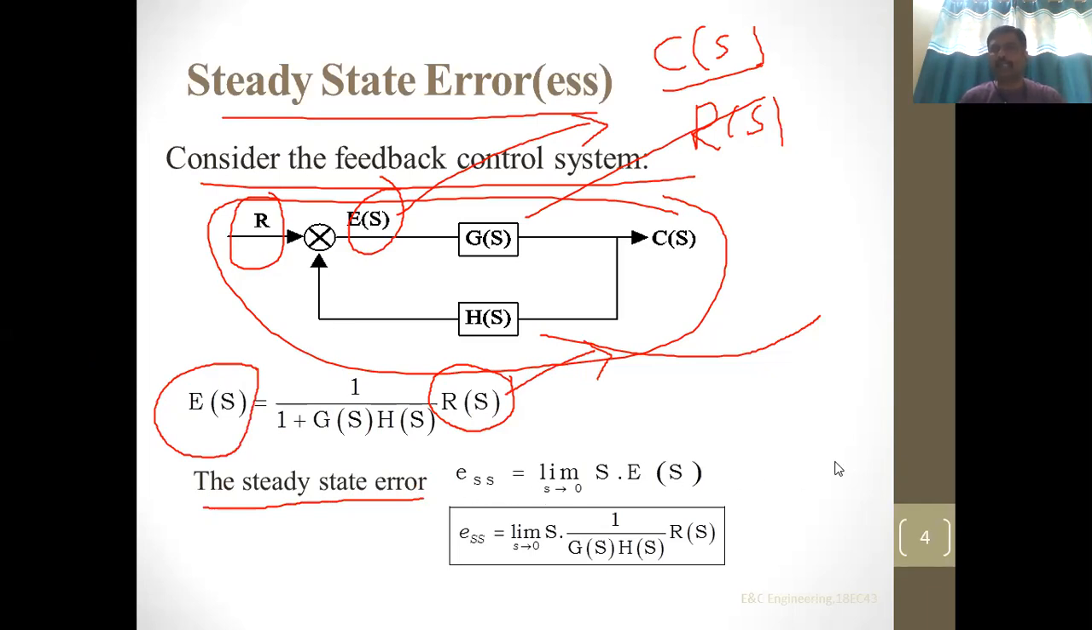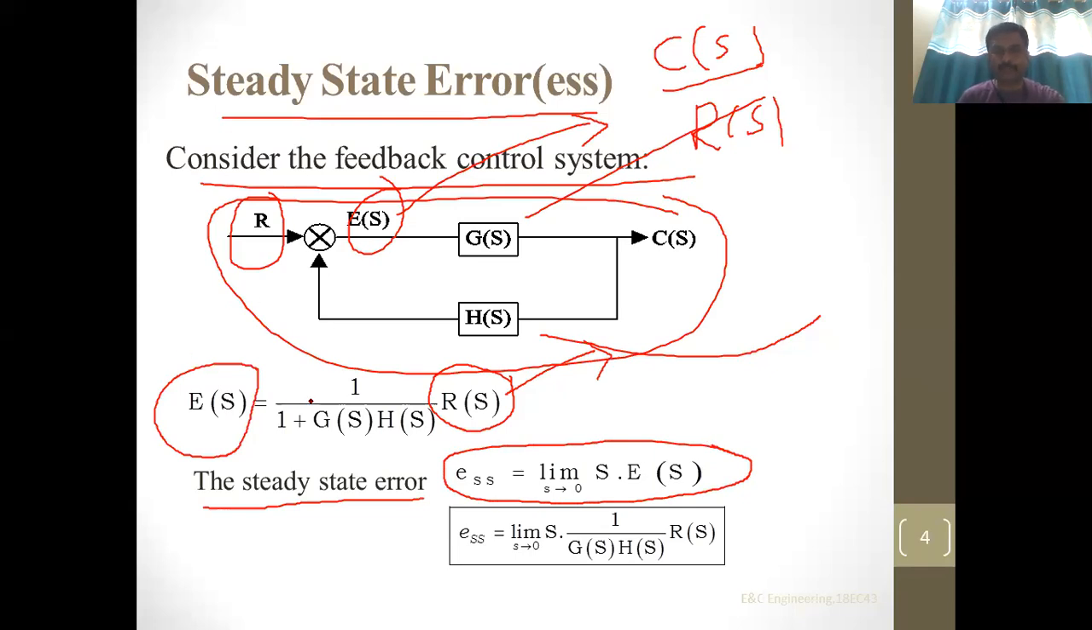ESS is equal to limit s tends to 0, s into E(s). This is the expression that we shall use in order to evaluate the steady state error. How do we evaluate the steady state error from the generic error? That is ESS is equal to limit s tends to 0, s into E(s).